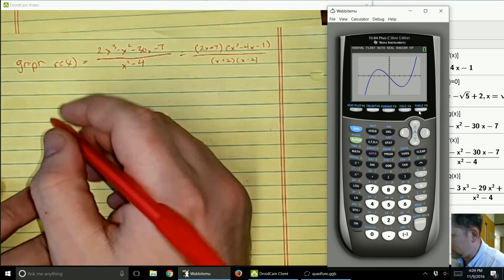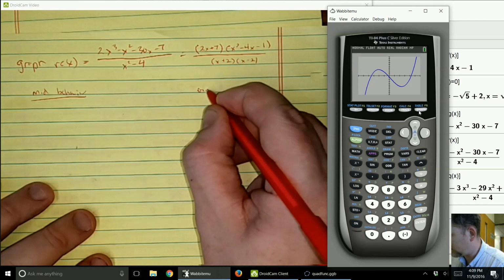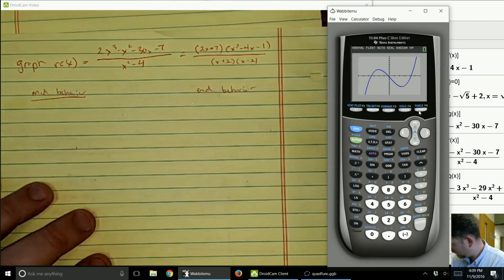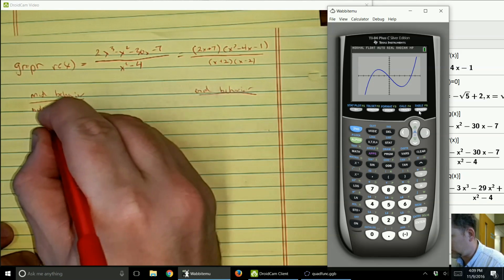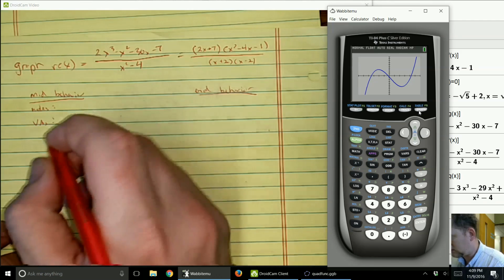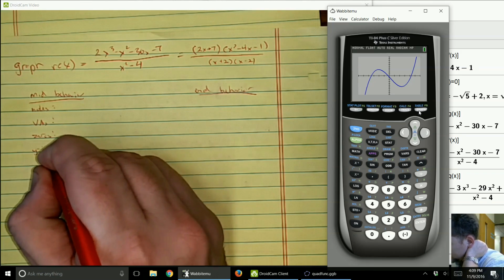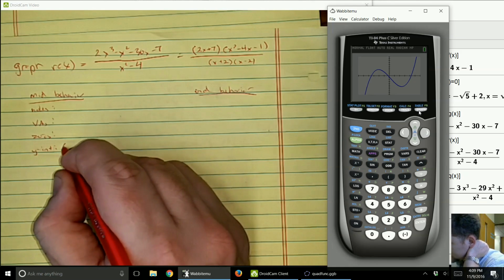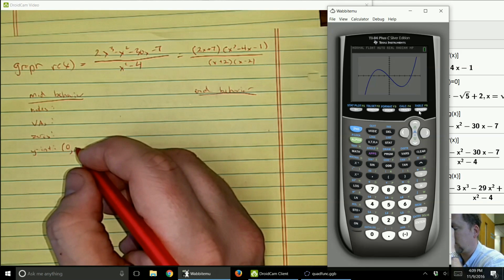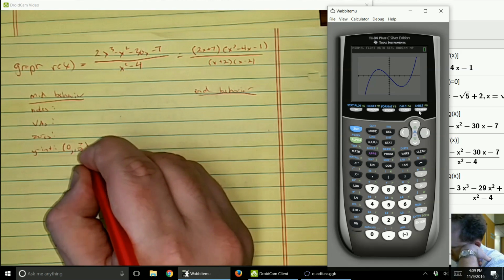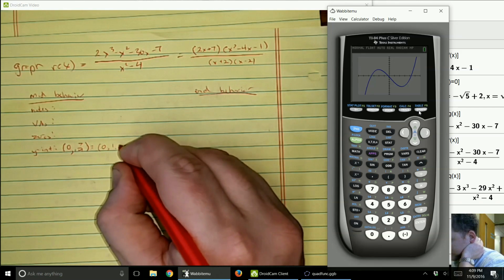Alright, let's just do mid behavior and end behavior. Okay. Now, mid behavior thing, we want holes, we want vertical asymptotes, we want zeros, and we do want that y-int. Y-int is when you plug 0 in, and then you're left with -7 over -4, so that would be 7/4. What is that? That's 1 3/4, so 0, 1.75.